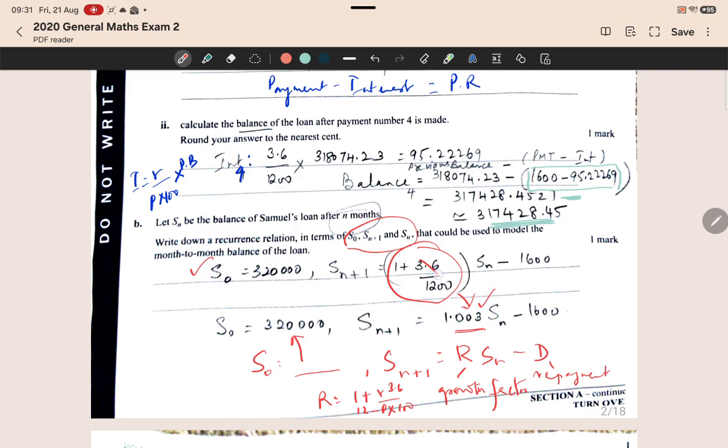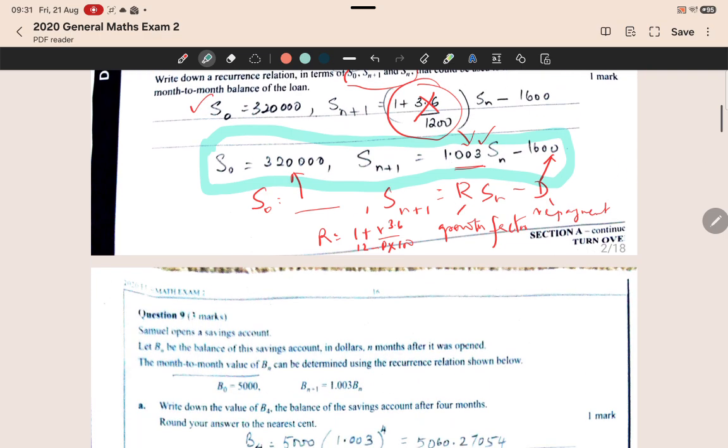This is accepted, that's not accepted. S_n, current value, minus the repayments, 1600. So this is what is considered an answer which gets the mark. Let's move on to the next question.